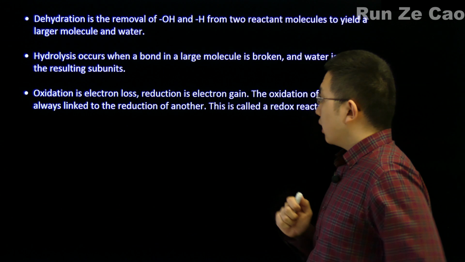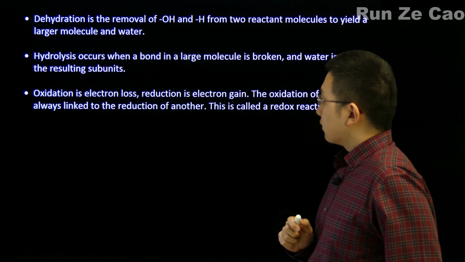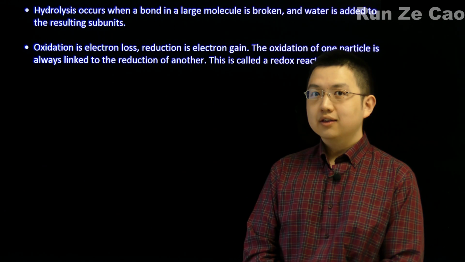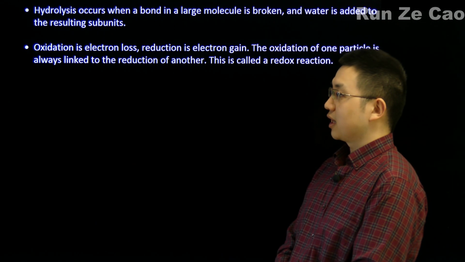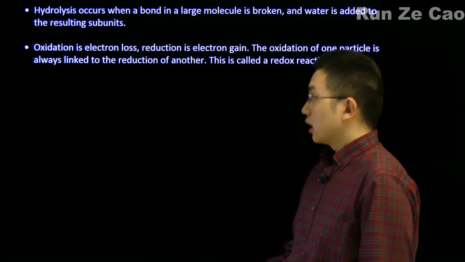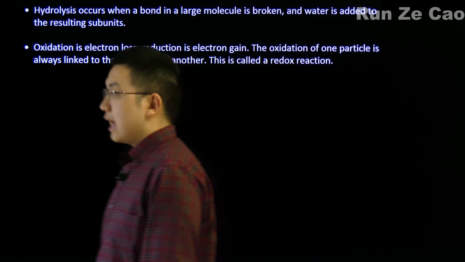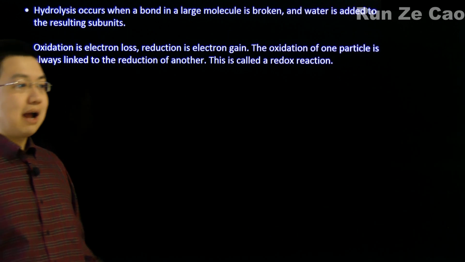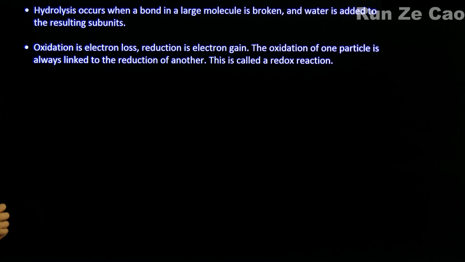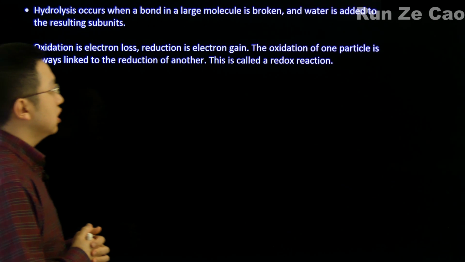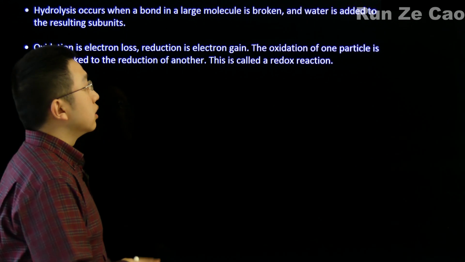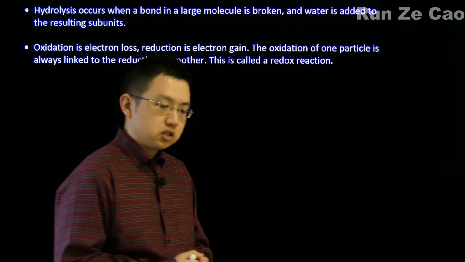Oxidation is electron loss, reduction is electron gain. That's because oxygen is really good at grabbing electrons off of other things, so to have something become oxidized, like say treat it with oxygen, is a matter of, hey, let's grab some electrons off of it. So the oxidation of one particle is always linked to the reduction of another, because the electrons don't just vanish into nowhere. This is called a redox reaction.